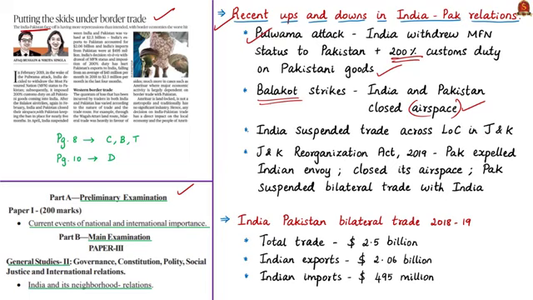Then again in April 2019, India suspended trade across the line of control in Jammu and Kashmir. Now for this suspension, India said that the trade route was misused by Pakistan-based elements to smuggle illegal weapons, drugs and fake currency into India. After this, most recently the bilateral relation between India and Pakistan worsened after the passage of the Jammu and Kashmir Reorganization Act of 2019. Because of this act, Pakistan partially shut down its airspace and suspended bilateral trade with India.